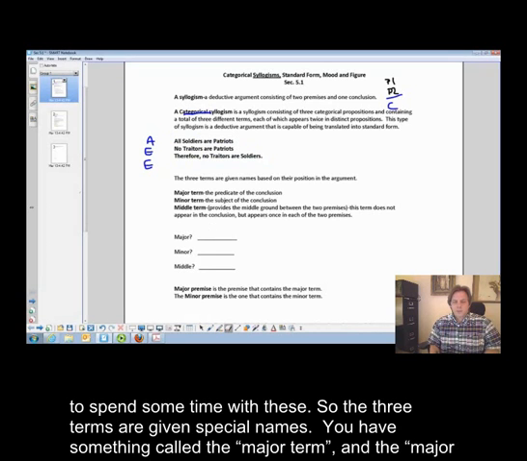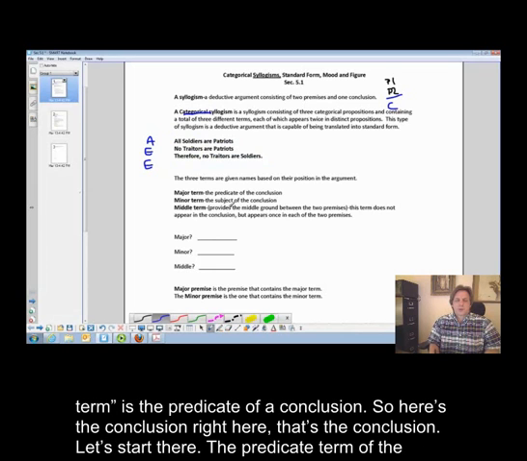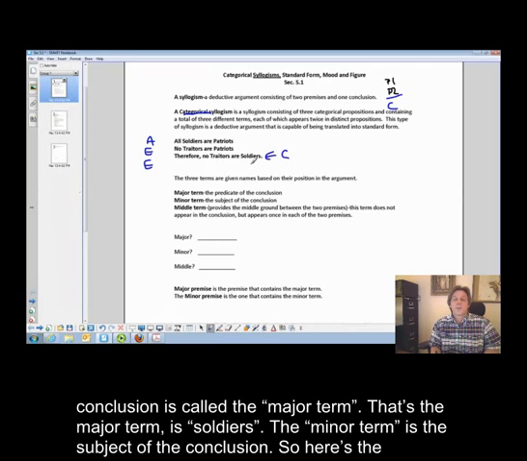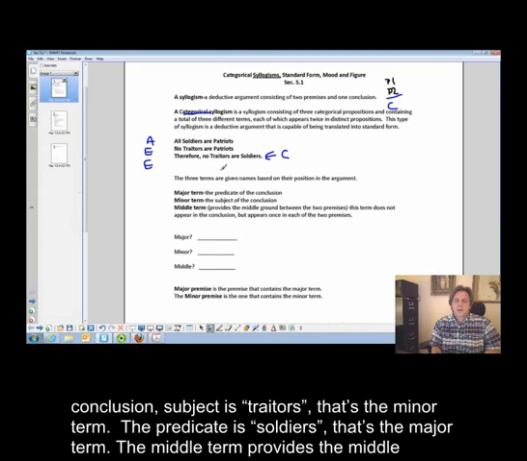You have something called the major term, and the major term is the predicate of the conclusion. So here's the conclusion right here. The predicate term of the conclusion is called the major term, okay? The major term is soldiers. The minor term is the subject of the conclusion. So here's the conclusion. Subject is traitors. That's the minor term. The predicate is soldiers.